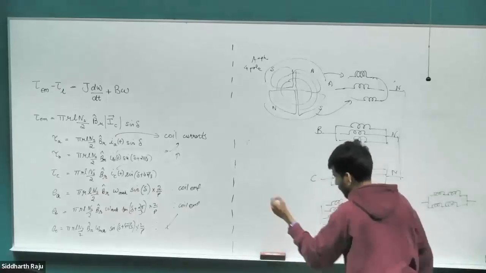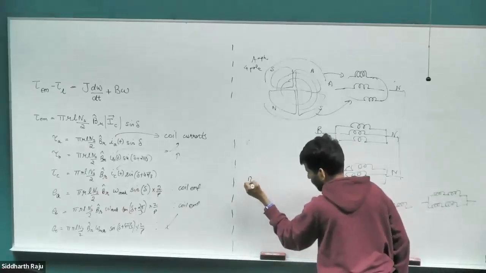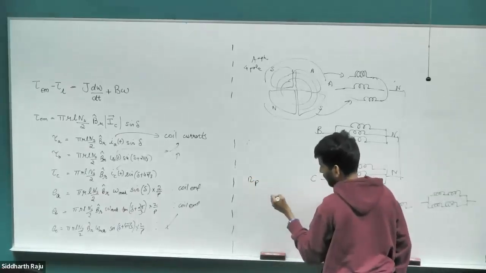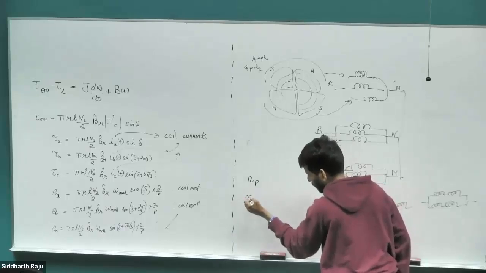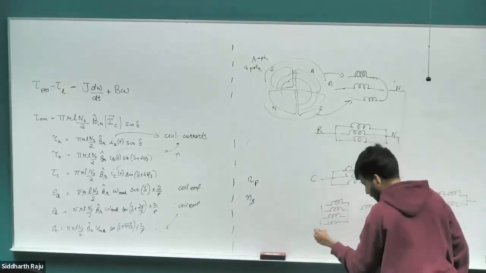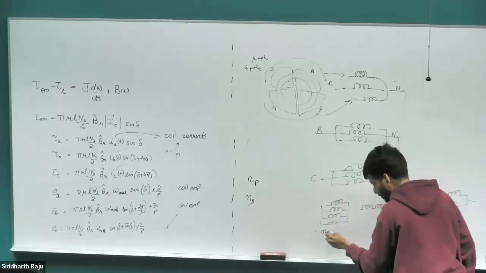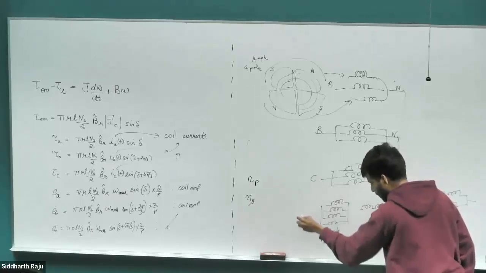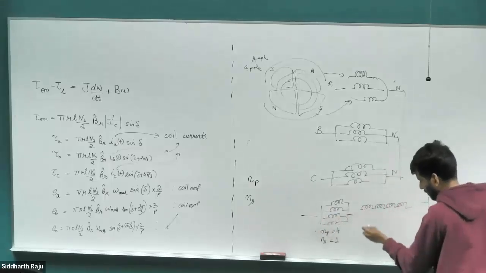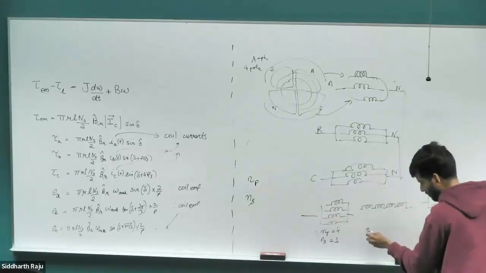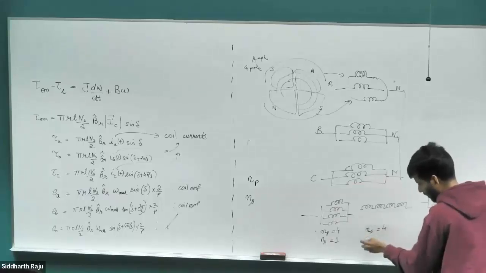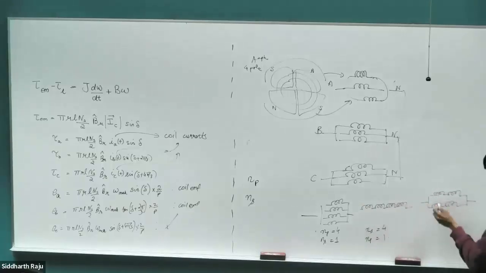Okay. So we are going to introduce new terms: number of parallel paths, and number of series pathways. In this case, the number of parallel pathways is 4. The number of series pathways is just 1. And in this case, the number of series pathways is 4, and the number of parallel pathways is just 1. There is one network in the circuit.